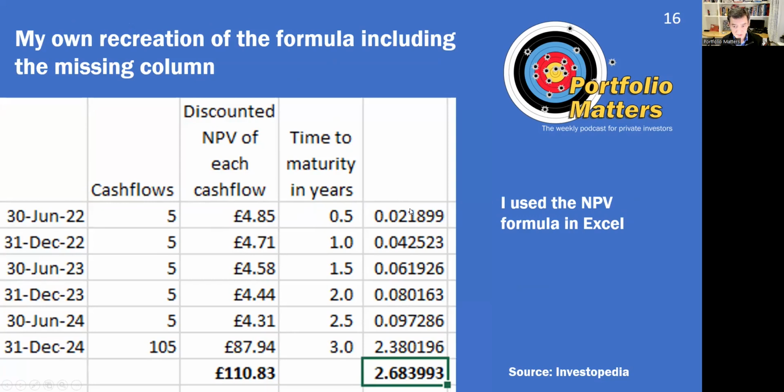In order to get column 5, you multiply column 3 by column 4 and divide by 110.83, and that gives you a sum total of 2.684. And that gives you a Macaulay duration of 2.684 for this hypothetical 3-year bond with a 10% coupon yielding 6%.